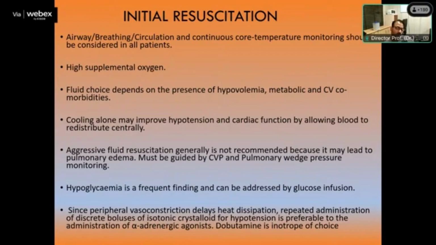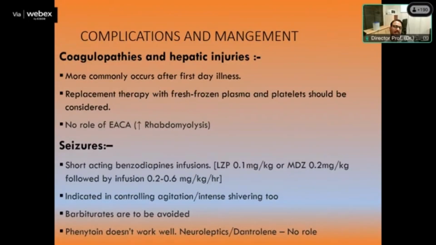Hypoglycemia is a very, very frequent finding and simply can be addressed by glucose infusion. And dobutamine is the inotrope of choice. If at all we require to use one, it is wise not to use alpha agonists, because they will cause vasoconstriction, thereby stopping the heat loss quickly. We can have coagulopathies and hepatic injuries, in which case we use fresh frozen plasma if the person is bleeding, and there is no role of antifibrinolytics like epsilon aminocaproic acid.